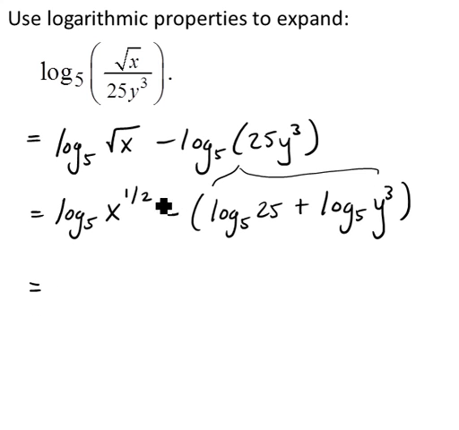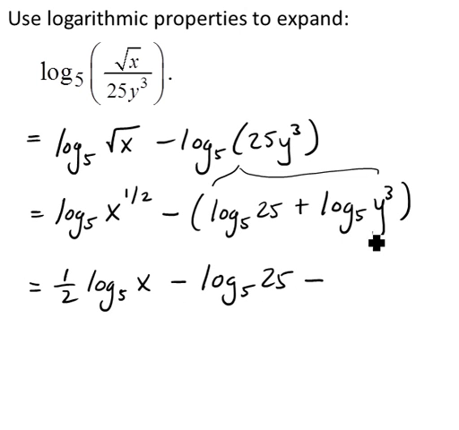Okay, as we do that, we do have a power here in our first term, so we can use that power rule, bring that power out in front. It's 1/2 log base 5 of x minus log base 5 of 25 minus, and again we have a power in that last term, so we can pull that out in front. So 3 times log base 5 of y.